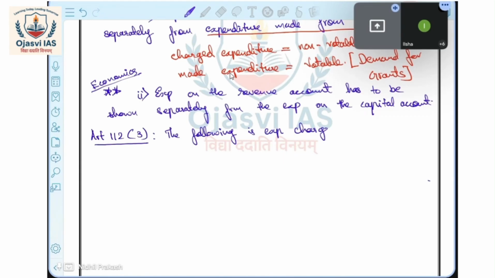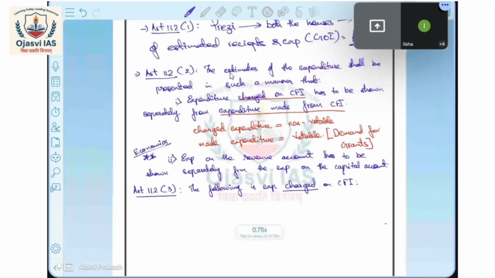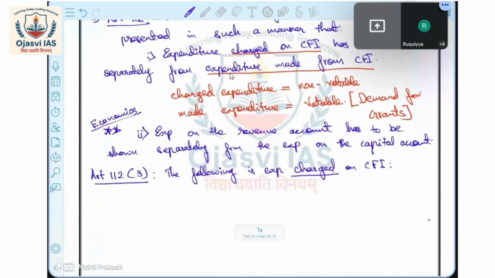Now, Article 112 Clause 3 consists of expenditure charged on CFI. What does charged expenditure mean? Sir, non-votable. Good. Please focus in class. Do not get distracted. Do not text in the group. Keep your phones aside. If you're using your phones, keep your notifications muted, please.